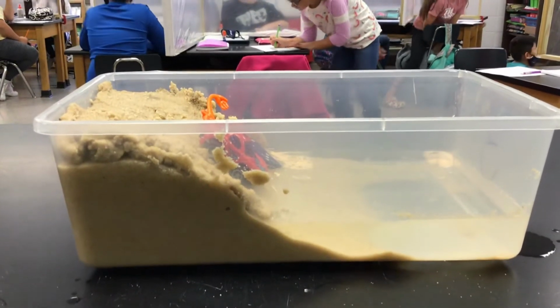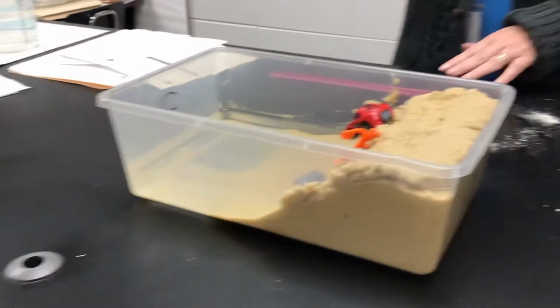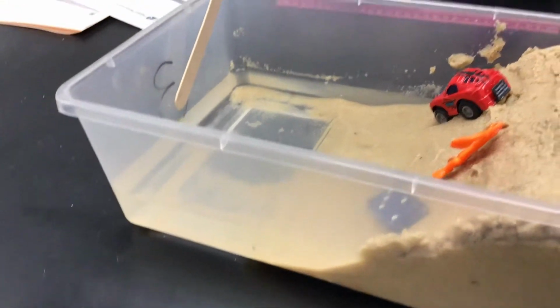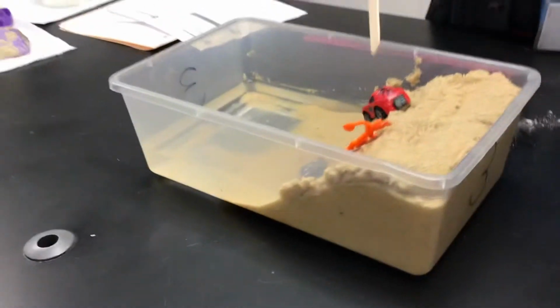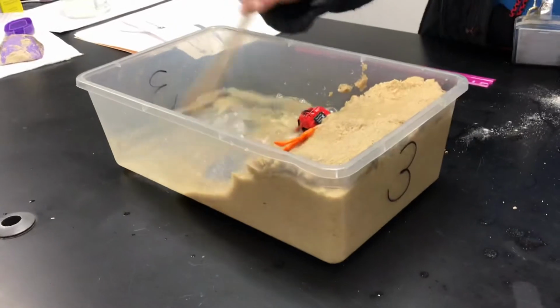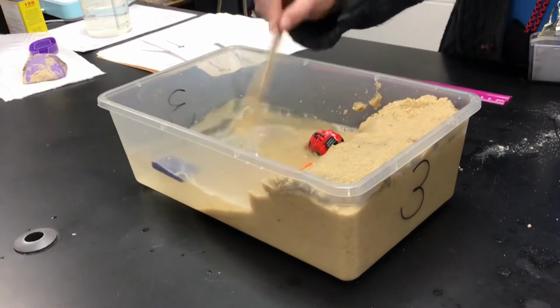Okay, now we're moving to our second column. We're moving to our second column after 10 seconds, and that means after 10 seconds of waves. So I'm going to use this stick to make waves for 10 seconds. Okay, here we go. You can back up so they can see the whole content. There we go. Okay, 1, 2, 3, 4, 5, 6, 7, 8, 9, 10.